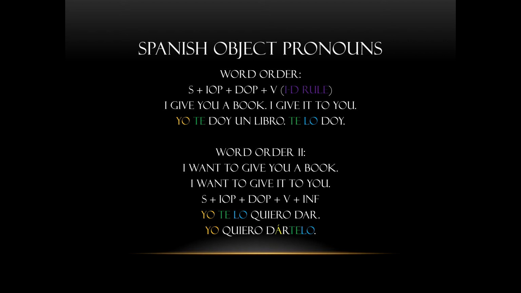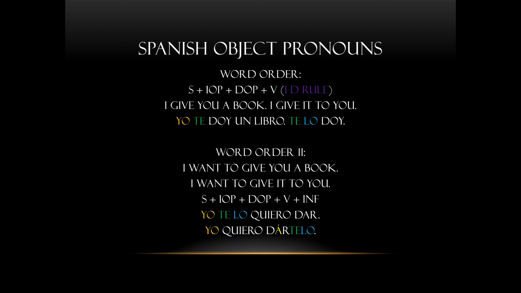I give you a book. I give it to you. All right? Yo te doy un libro. That's an indirect object, te. Te lo doy. I to you, it, give is the word order. You don't have to say it that way, but if it helps, whatever it takes.